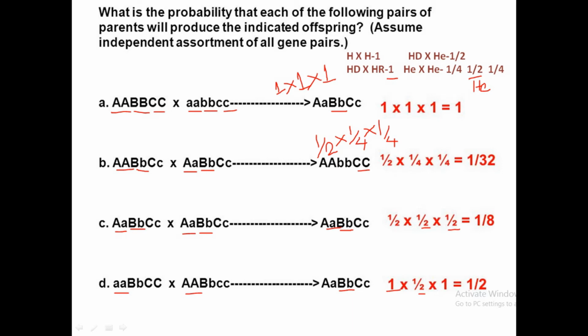So the probability that each of the following pair of parents will produce the identical indicated offspring is, here the probability is 1, that is all will be capital A small a, capital B small b, and capital C small c. And here the chance is that among 32, 1 will be this. Here also in 8 the probability that 1 will be this, and here also there is half probability that we will get this. So let's move on to the next question.